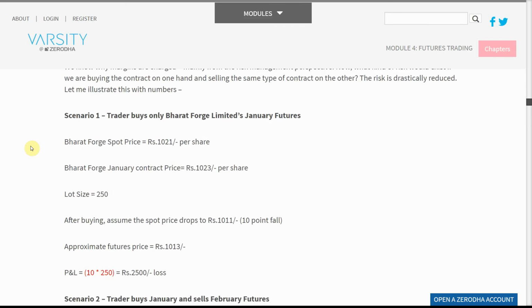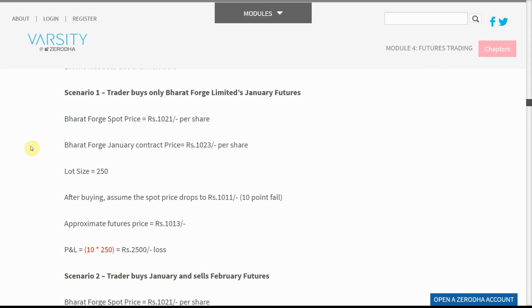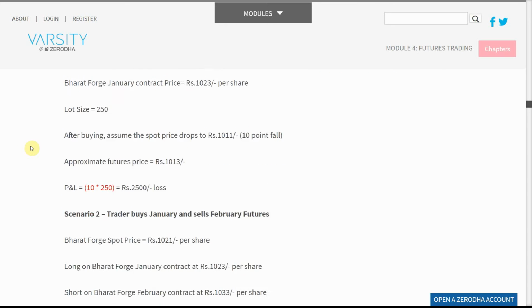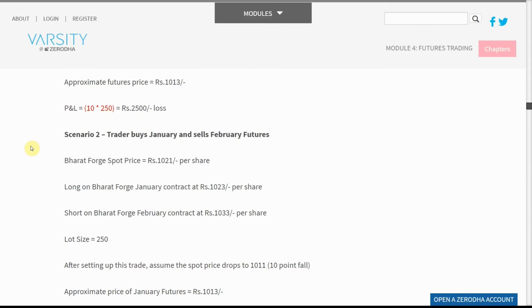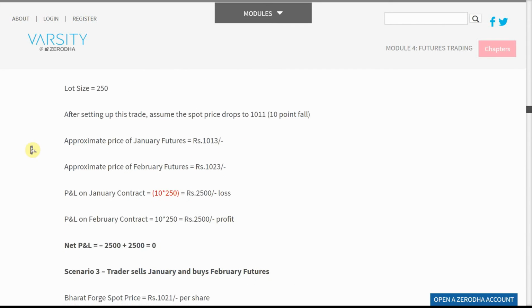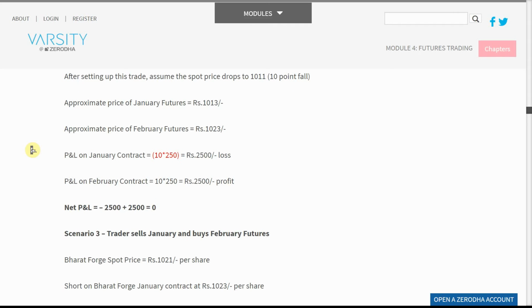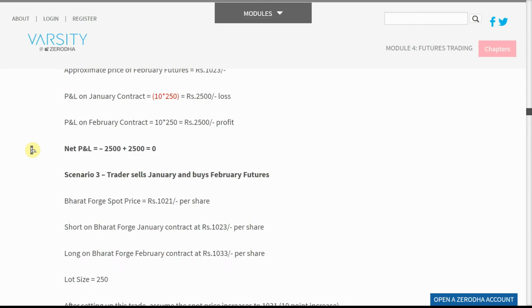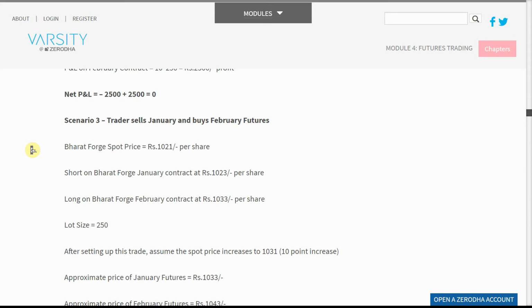P&L on January contract equals 10 * 250 equals 2500 rupees per loss. P&L on February contract equals 10 * 250 equals 2500 rupees per profit. Net P&L equals 2500 plus 2500 equals 0.